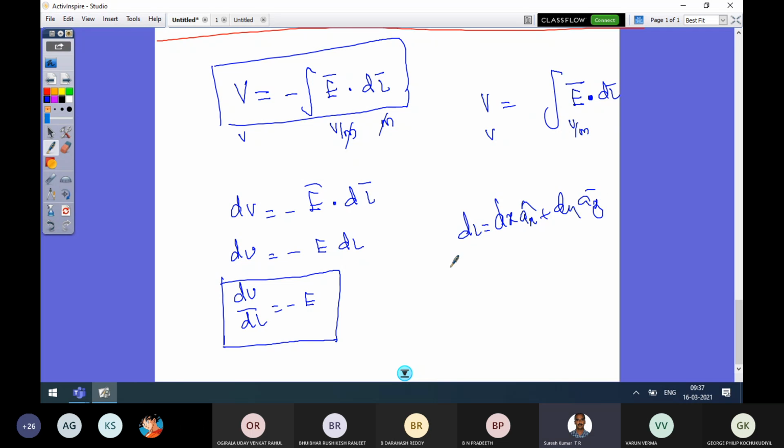Okay? The meaning is that the displacement may have different directions. See, if this is a displacement from A to B, this happens only along the x direction, dx. If the displacement happens from A to C like this, then it is dy. That's all. Okay.